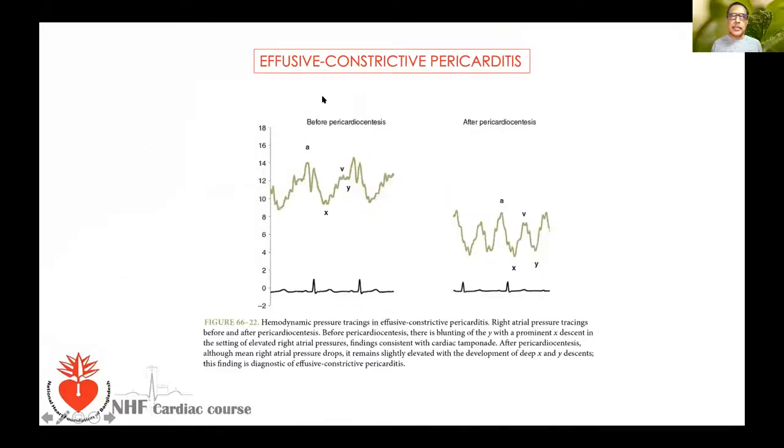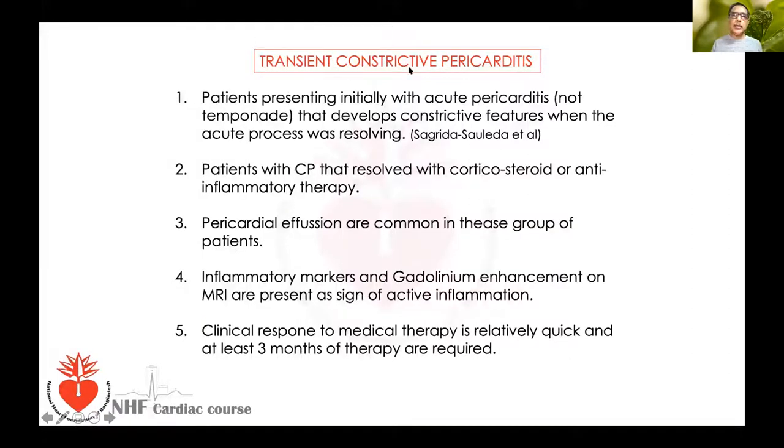Here you can see this patient before pericardiocentesis is showing the feature of tamponade, there is blunted Y descent. After pericardiocentesis, there's sharp Y descent showing the feature of constrictive pericarditis. There's another called transient constrictive pericarditis. This patient initially comes with acute pericarditis, but develops features of constriction after the acute process resolves. Or the patient who presents with constrictive pericarditis but responds well to corticosteroid anti-inflammatory therapy.